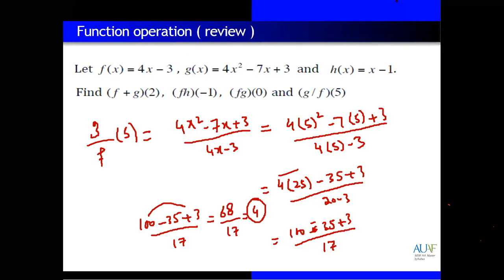Professor, I have a question. Yes. How can we evaluate a function by drawing the graph? Yes, of course. So these are actually the points.